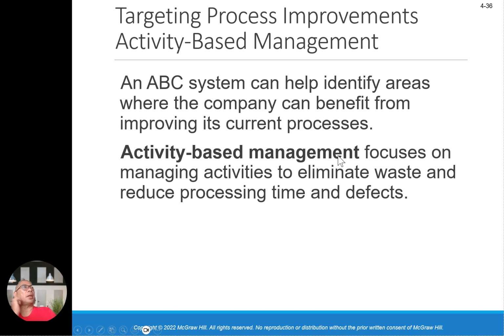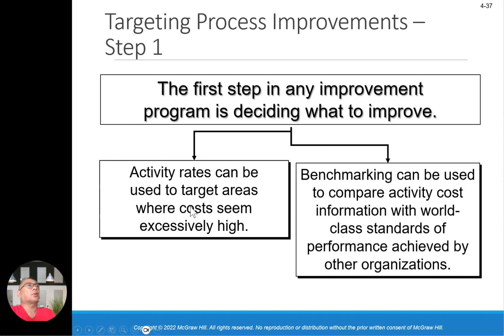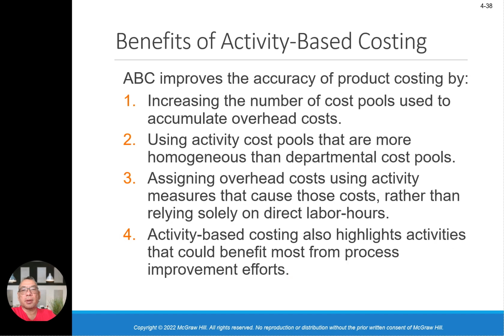Targeting, the ABC system can help identify areas where the company can benefit from improving its current processes. Activity-based management focuses on managing activities to eliminate waste and reduce processing time and defects. Activity rates can be used to target areas where costs seem excessively high. Benchmarking can be used to compare activity costs with the world-class standard of performance achieved by other organizations.